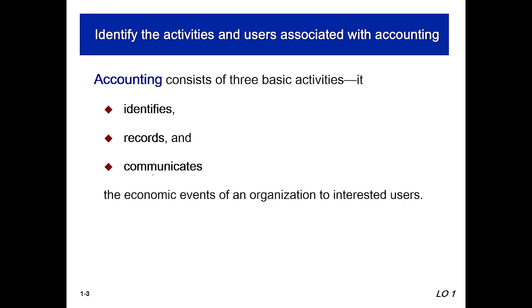That means later on we will discuss the economic events of an organization. We know every organization keeps accounting records. Personally we call it the personal index, but we will not consider the personal index here, just the organization. And regarding interested users, we have internal users and external users. Later on we will discuss them. So accounting consists of 3 basic activities: identifies, records and communicates.